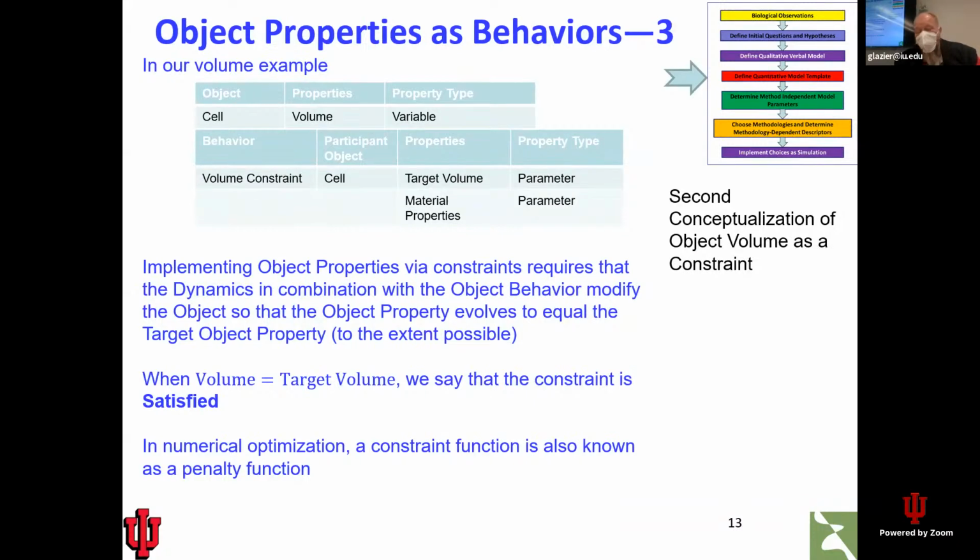Terminologically, if the actual volume equals its target, we say the constraint is satisfied. Again, I made the analogy between loss functions if you're doing neuroscience. Sometimes in some fields they're called penalty functions. In our case, we're calling them effective energies because it's coming from physics.